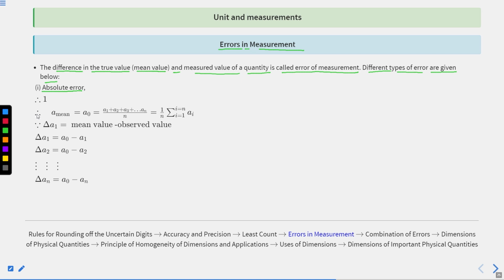We can calculate it by this. This is the mean value, calculated by adding all the given quantities and dividing by the total number of quantities. Whereas delta A1 is the mean value minus the observed value. So delta A1 is equal to A naught, the mean value, minus A1. Similarly, delta A2 is A naught minus A2, and so on.